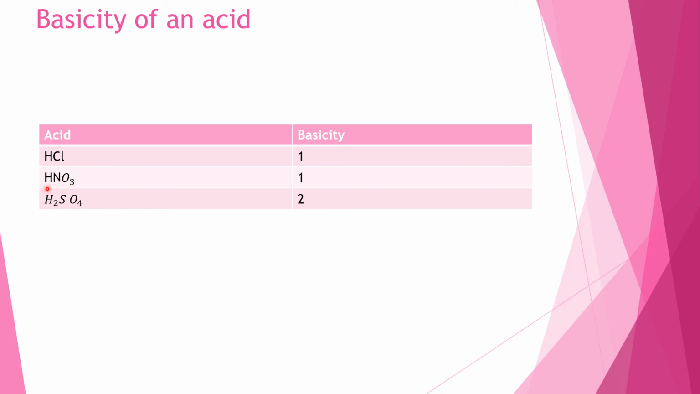Next is HNO3, nitric acid. In nitric acid, there is also only one replaceable hydrogen present, so its basicity is 1. Then next is H2SO4, sulfuric acid. 2 replaceable hydrogen atoms are present. The definition of basicity of an acid is the number of replaceable hydrogen atoms present in a molecule of the acid. So its basicity is 2 because 2 of the hydrogen atoms could be replaced.